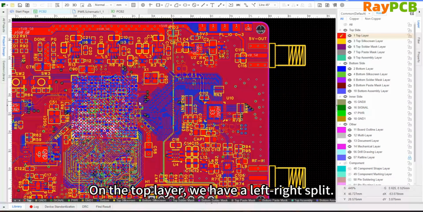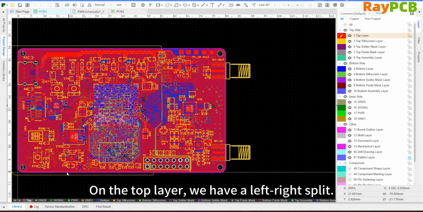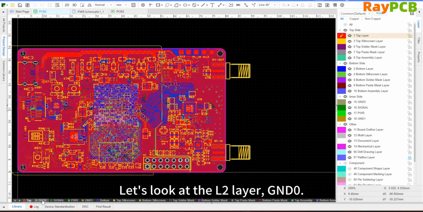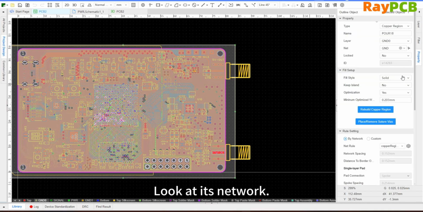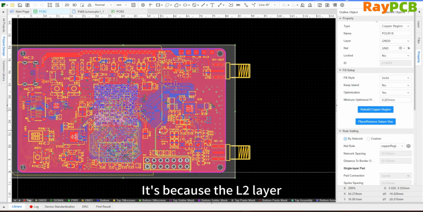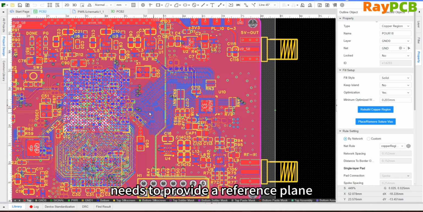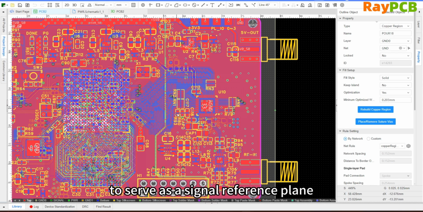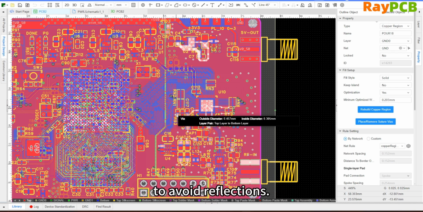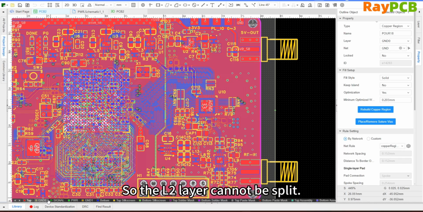On the top layer, we did a left-right split. Looking at the second layer, ground zero, we see that this layer is not split. If we check its network, we can see that it uses digital ground D. Why do we do it this way? That's because the L2 layer needs to provide a return current reference for these high-speed digital signal traces that cross regions on the L1 layer to avoid reflections. Therefore, the L2 layer cannot be split.